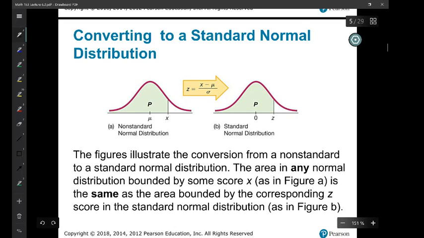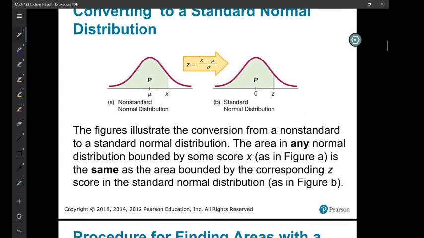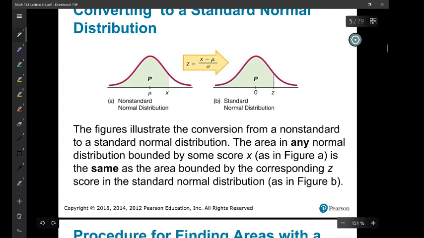Illustrated here, you have your non-standard normal distribution, so mu does not equal 0 and standard deviation does not equal 1. And it will take a score from your non-standard normal distribution and shift it over to a standard normal distribution. The reason this works also is because any normal distribution has to have roughly the same type of shape, and the entire area under both curves is 1.